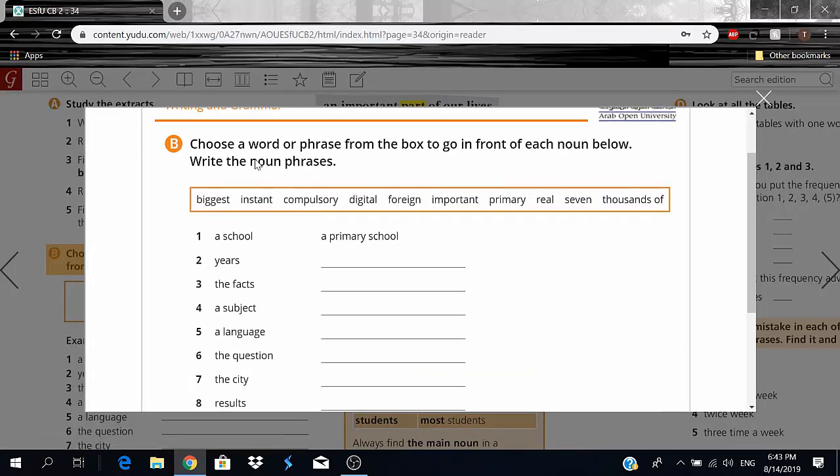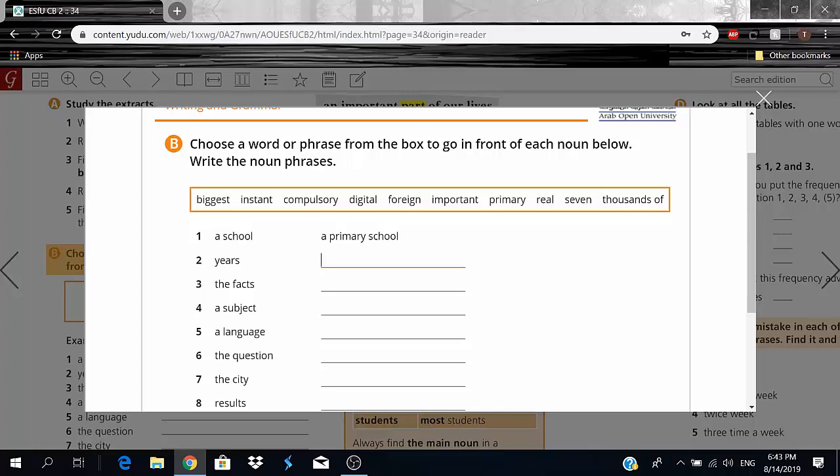Okay, so choose a word or phrase from the box to go in front of each noun below. Write the noun phrases. So we're actually going to be choosing words to go with the noun, and we're going to be writing them down as noun phrases. Okay, so we have a school, a primary school. So, information before the main noun.